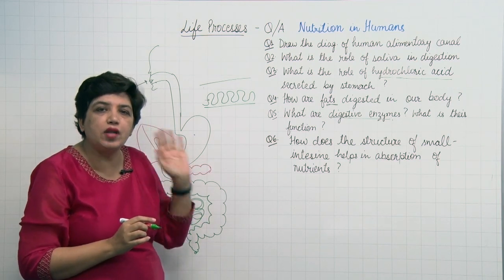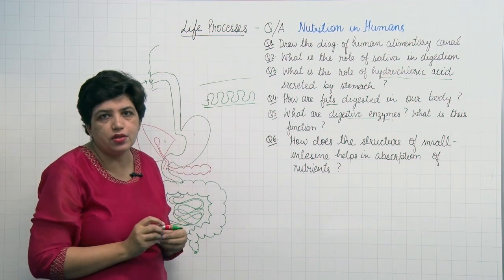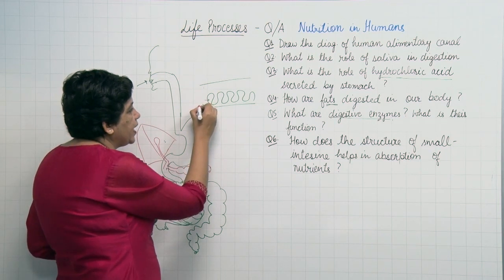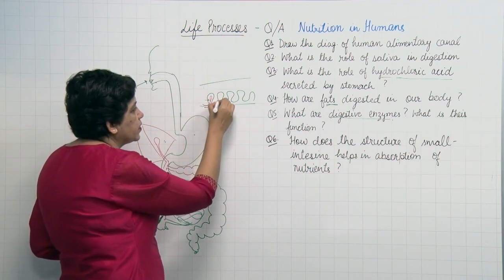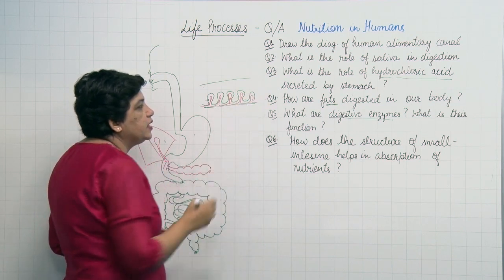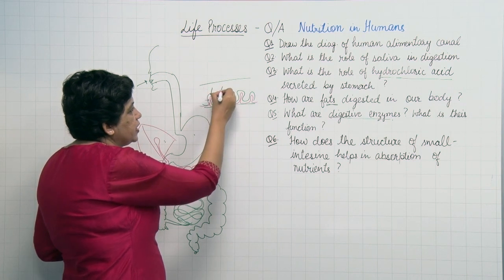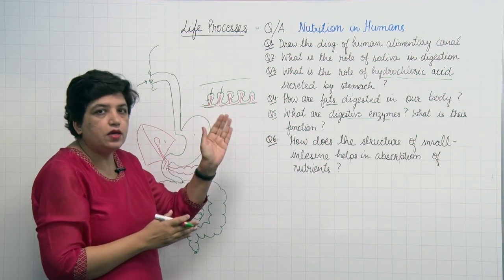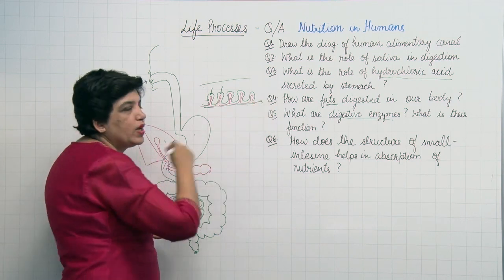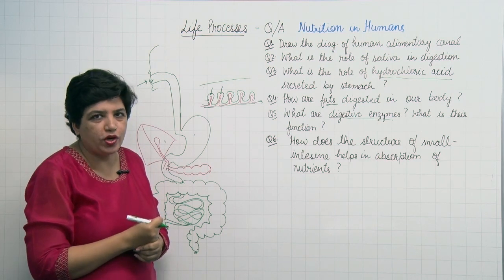Secondly, they are highly thin-walled so that the nutrients can pass through this wall. Moreover, these villi are richly supplied by the blood vessels. These arteries and veins form the capillaries in the villi. So as the nutrients get digested in the small intestine, they enter from the villi and into the blood vessels. Then from the blood vessels they are carried to all the cells, all the tissues of the body.